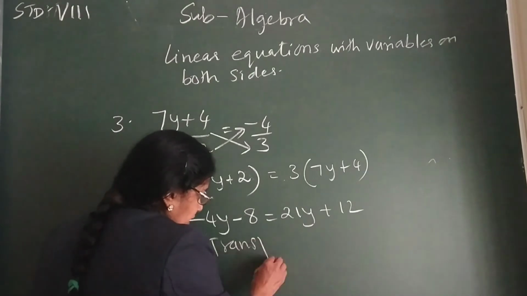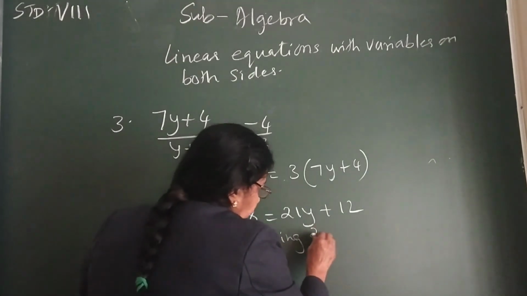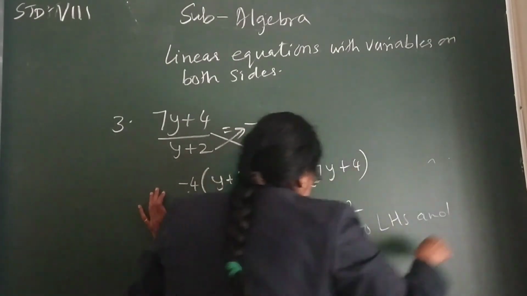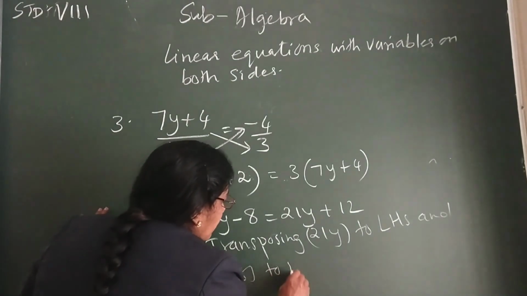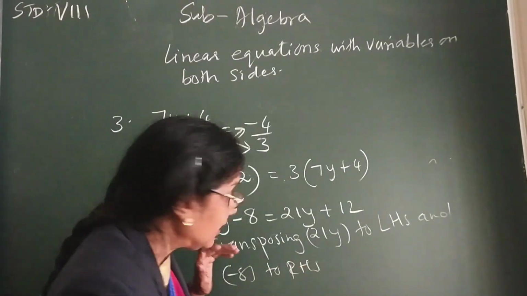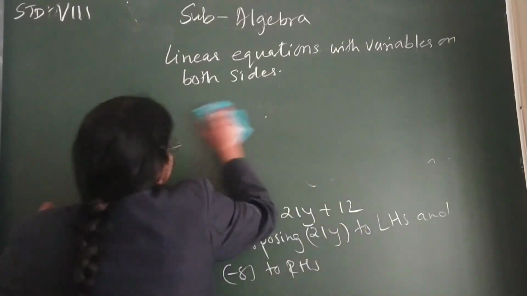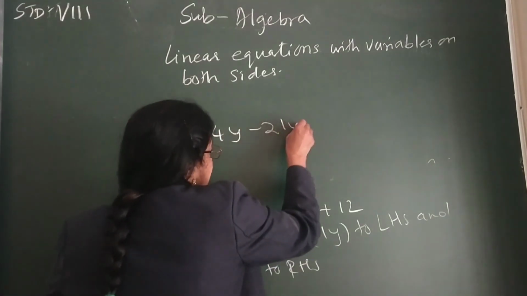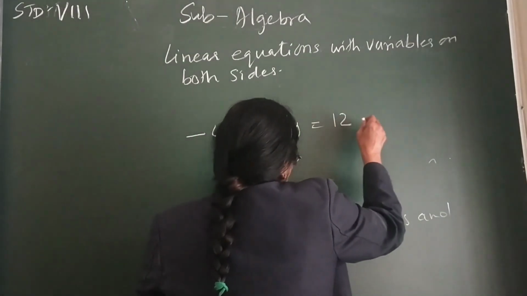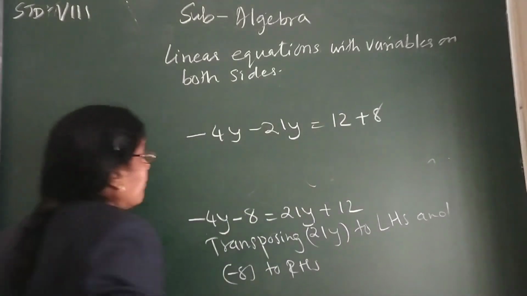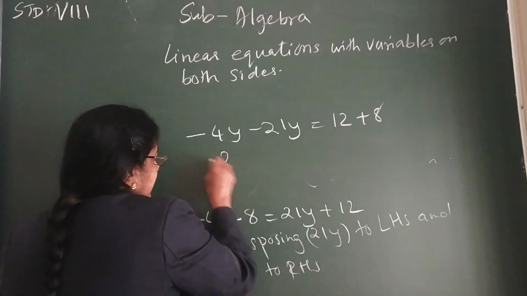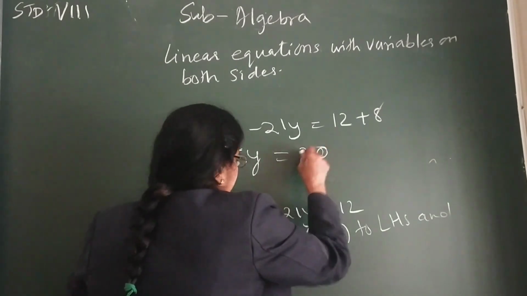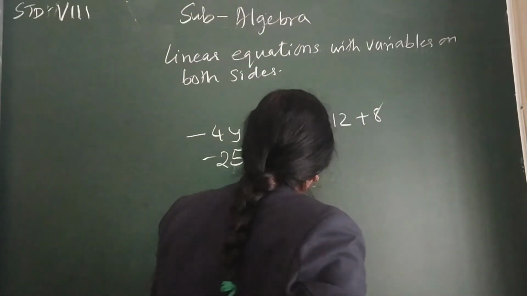So transposing 21y to the LHS and minus 8 to the RHS, what shall we get? Now see the equation. Minus 4y minus 21y is equal to 12 plus 8. Minus 4y minus 21y is how much? Add and keep the minus sign: minus 25y. 12 plus 8 is how much? 20.